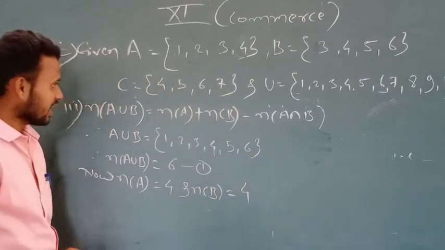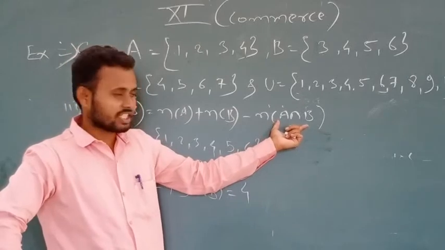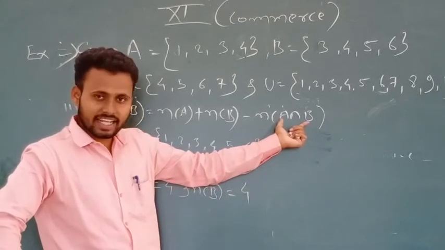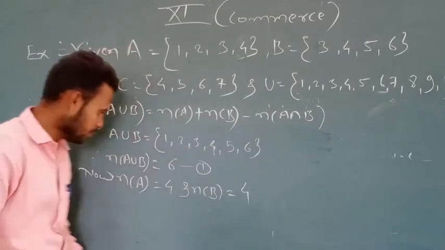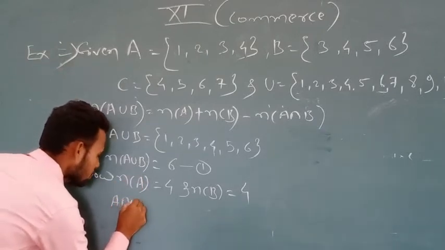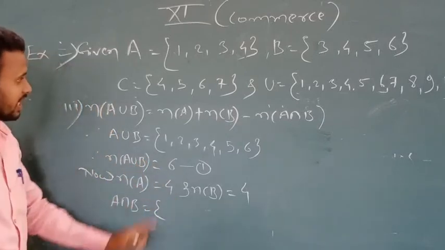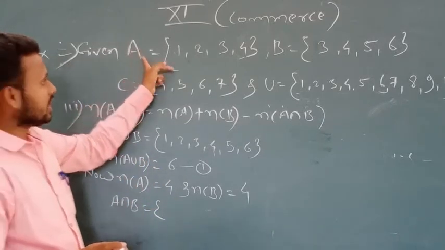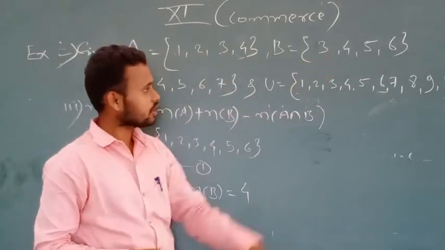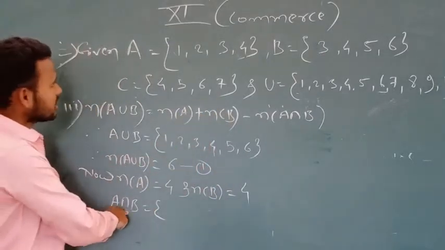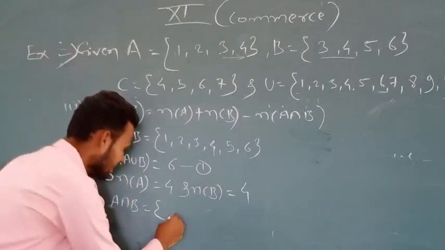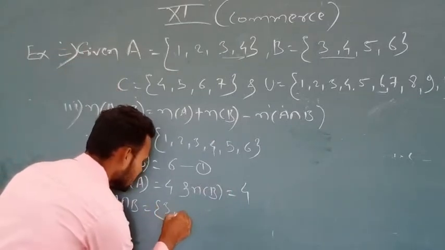Then next, N of A intersection B, the number of elements in set A intersection B. We have to find this. First we will find A intersection B and then take N of A intersection B. Now here A intersection B is equal to the set containing the elements of A intersection B. Just take the intersection of sets A and B. Intersection means collect the common elements between sets A and B. The common elements in sets A and B are 3 and 4. These are the only common elements in sets A and B. Therefore the intersection contains the elements 3 and 4.